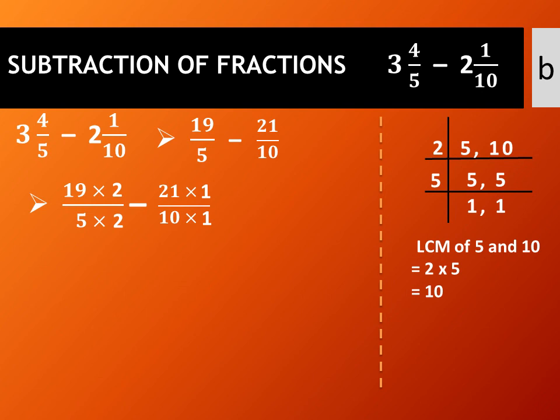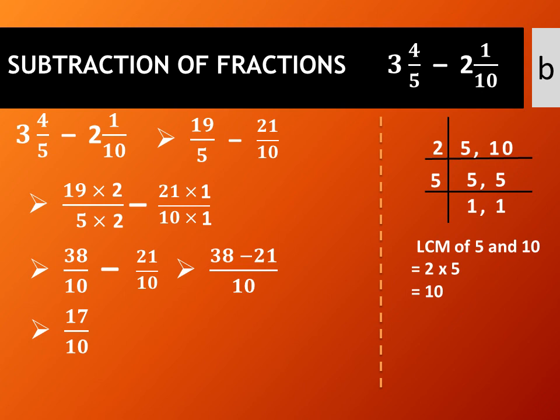Do the multiplication. 19 2s are 38 and 5 2s are 10. So the first fraction is 38 upon 10. Then write the minus sign as it is. 21 1s are 21 and 10 1s are 10. So the second fraction is 21 upon 10. See, the denominators are same, so we can easily subtract the fractions. So subtract the numerators. Denominators remain the same. 38 minus 21 upon 10, and 38 minus 21 is equal to 17. So the answer is 17 upon 10.